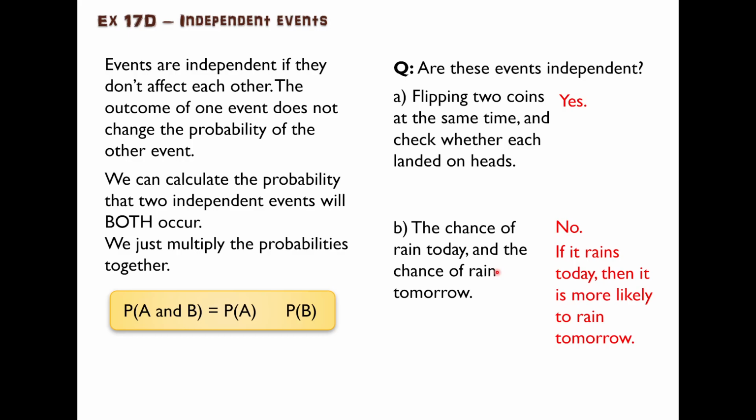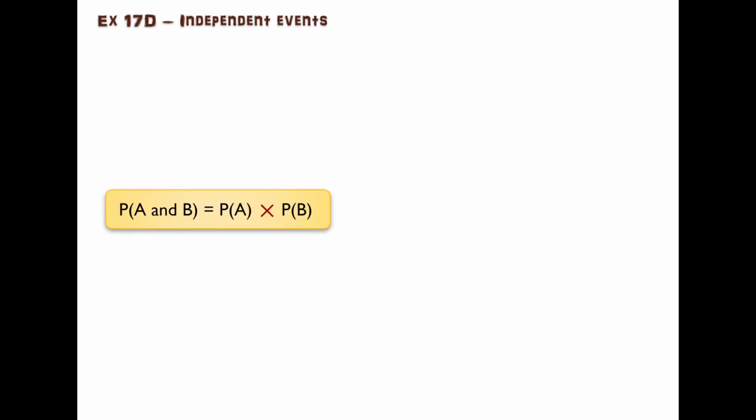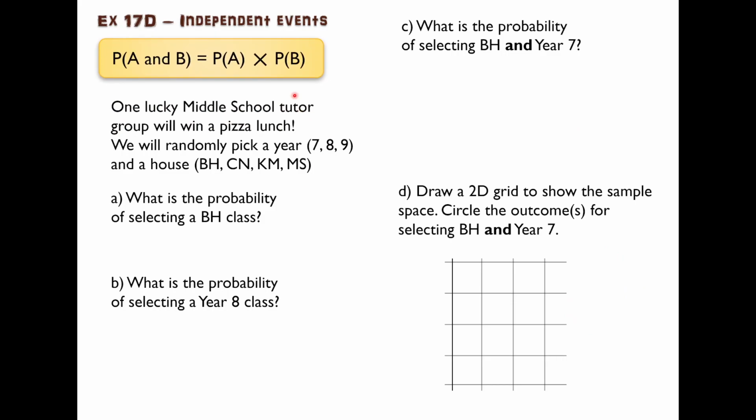Now, independent events is a useful concept, partly because we can calculate the probability that two independent events will both occur, that they'll both happen together. And that's easy. All we have to do is multiply the probabilities together. In other words, in a formula, the probability of event A happening and event B happening is the same as the probability of event A times the probability of event B happening. We multiply them together and then we can find out the chance that they will both happen.